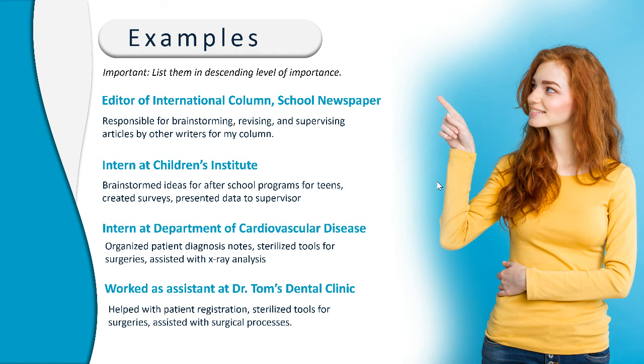And here's an example of what it might actually look like on your activities list, or on the activity section of your Common App. You always want to list in descending level of importance. Every admissions counselor knows this. So if I see editor of international column school newspaper on top, I am going to know that that was probably your most active activity. And I'm going to assume that worked as an assistant at Dr. Tom's medical clinic is something you did not do as much. It was definitely less important than being an editor of international column. So you always want to put those in levels of descending importance.